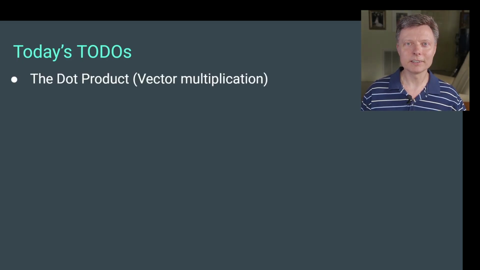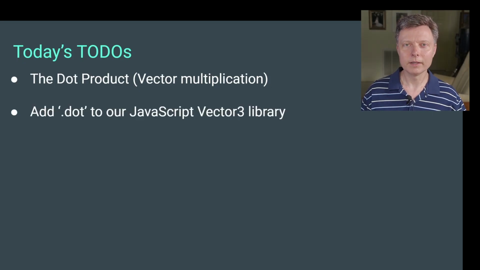So let's take a look at what we're going to do today. Today's to-dos. First, we're going to take a look at the dot product, and that is one of the ways in which you can multiply two vectors together. And then we'll take this new dot product and add it to our JavaScript vector3 library that we created last time.